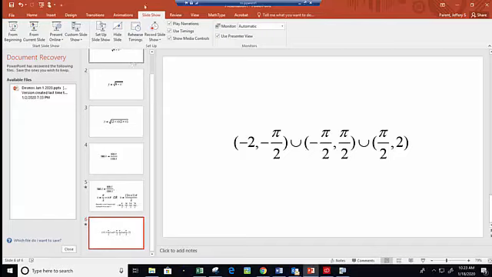Hope that helps with section 2.5, problem number 30.